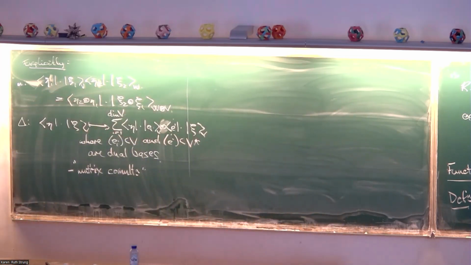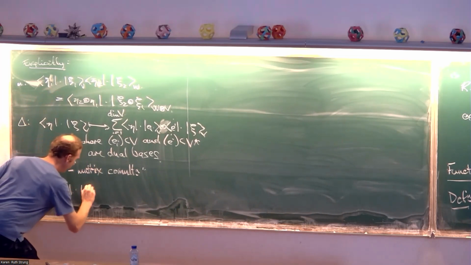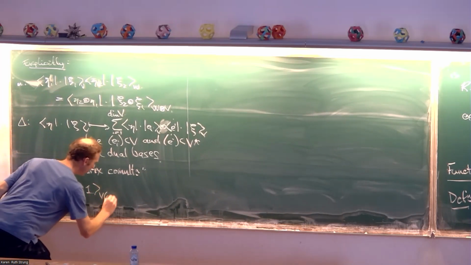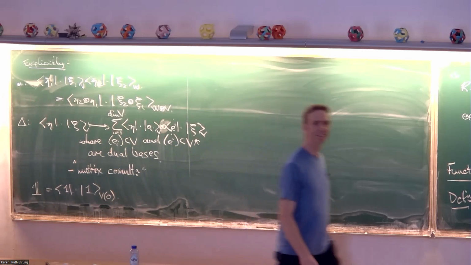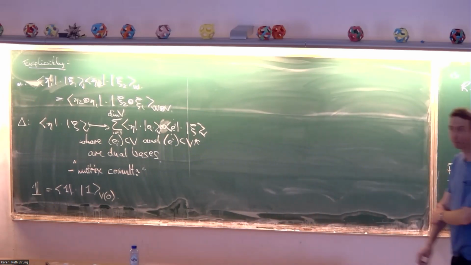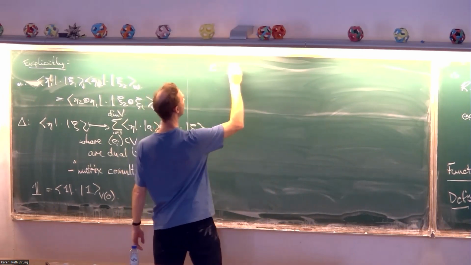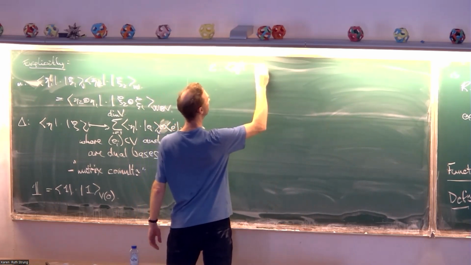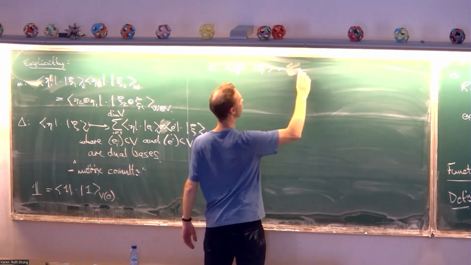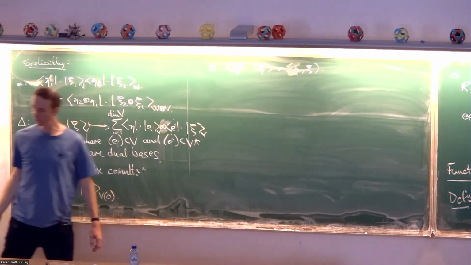Did I want to give any of the others? Maybe I'll also give the unit element. It's just the unique up to scalar matrix coefficient of the trivial representation. Okay, and oh yeah, maybe I'll give the co-unit as well. So the co-unit is usually written as epsilon, and it's given just by actually evaluating like this, the obvious thing.